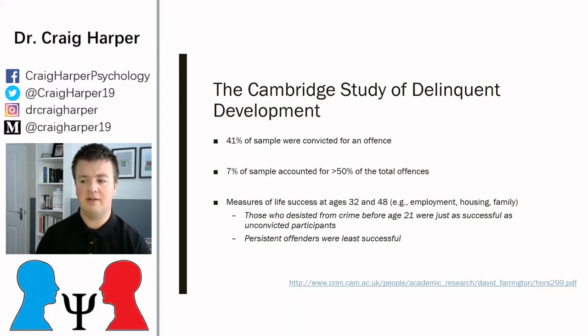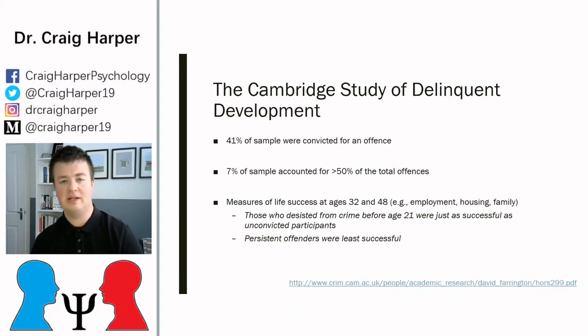And obviously persistent offenders were the least successful people in their life, so they were less likely to be employed, less likely to have stable relationships and adequate housing and things like that. So this really highlights the importance of being able to intervene early and to identify different things that you might be able to put in place to stop people, even if they have started committing offences early in life, to try and stop them from committing offences by the age of 18, 19, 20, but definitely no later than 21.